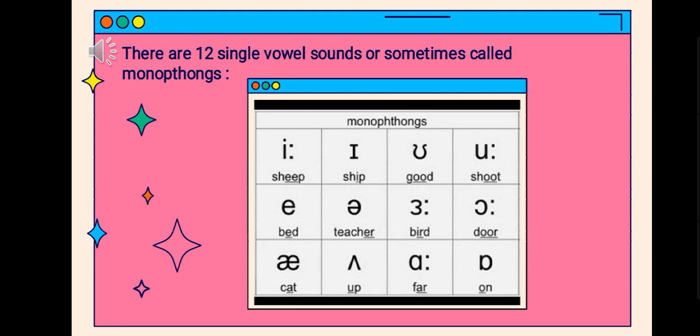The example for the first vowel is sheep. Then ship. Good. Shoot. Bat. Teacher. Bird. Door. Cat. Up. Far. And on.